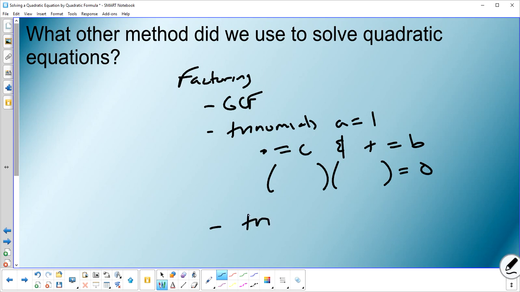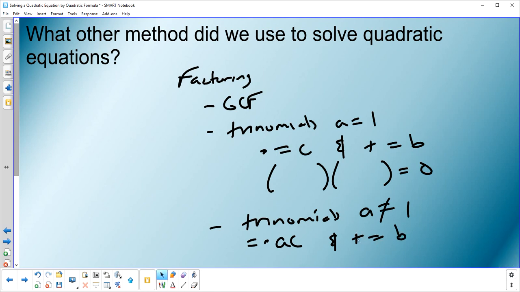We also did trinomials or quadratics when a was not 1. In that case, we needed to do AC, and so we found numbers that multiply to get AC, and then we separated that into 4 terms, based on things that added to equal B.